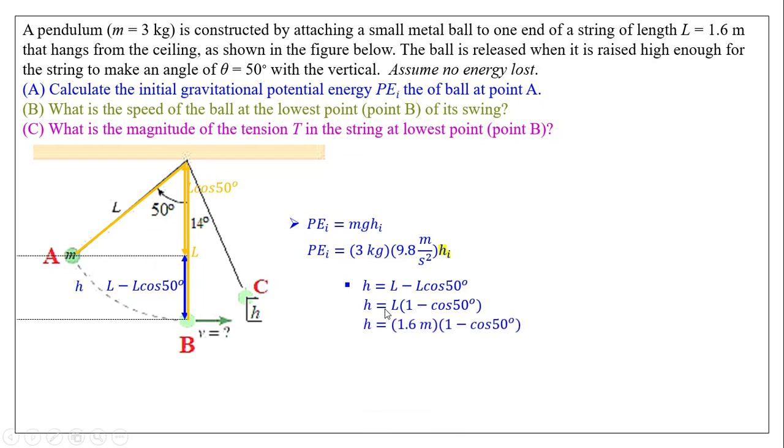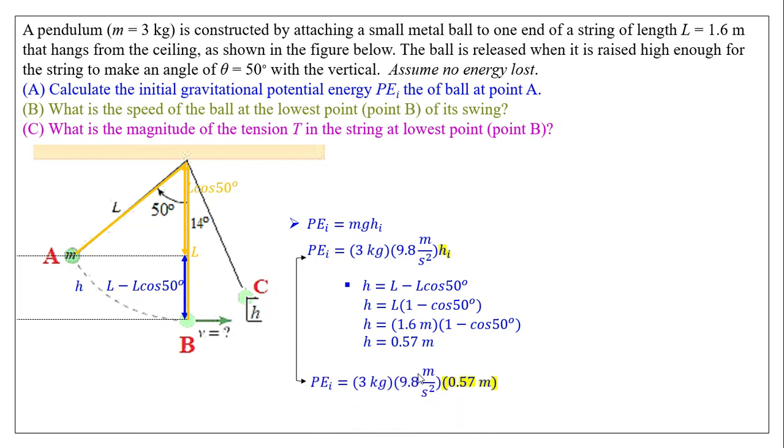All right. Other than that, here's L being 1.6. In the parentheses is 1, because when you factor L out, it's just 1. And then when you factor L from L cosine of 50, it's just cosine of 50. So all you have to do is punch it in your calculator. So 1 minus cosine of 50, do that first, and then times it by 1.6, and you should get a height of 0.57 meters.